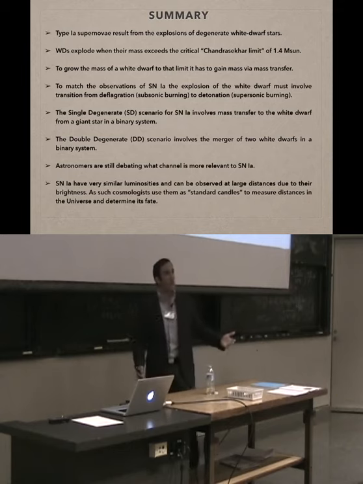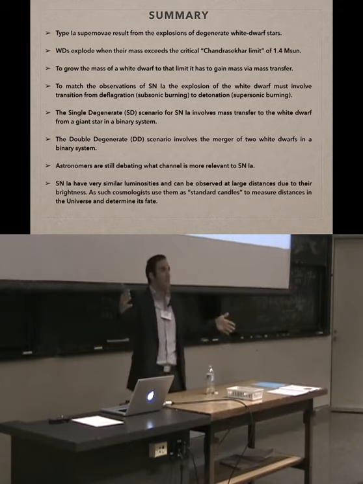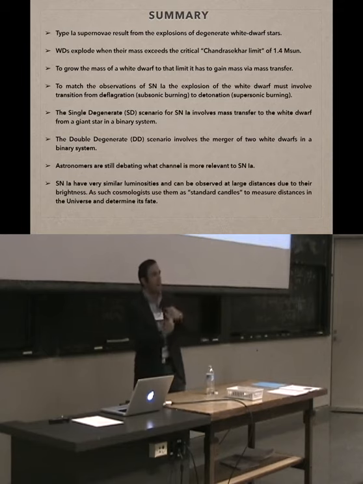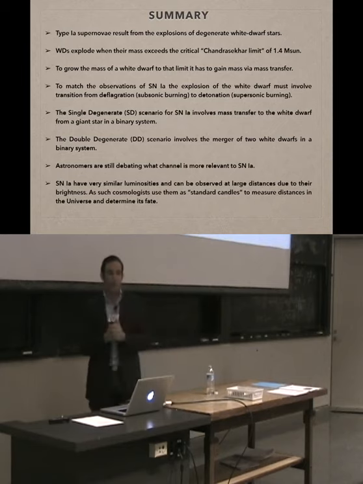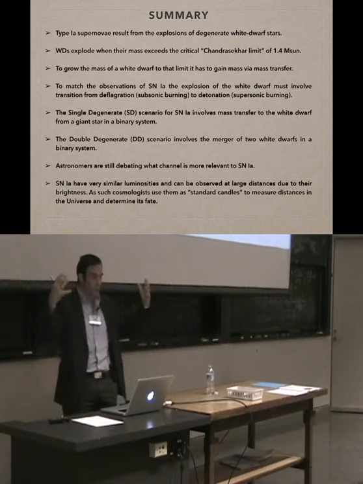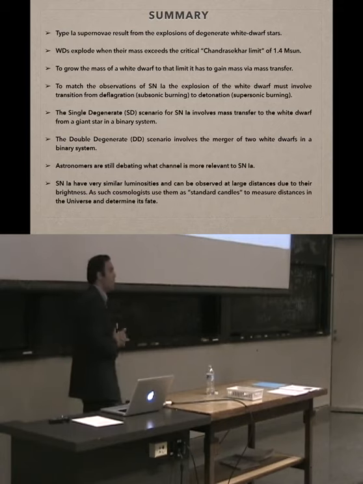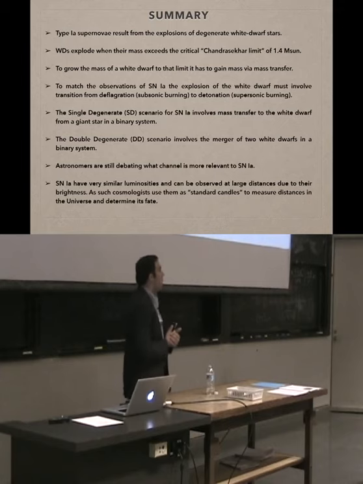In one case you have a more massive, normal star transferring mass onto the surface of the white dwarf, thereby growing its mass. In the other case, you have two white dwarfs spiraling down to each other, eventually reaching the Chandrasekhar mass, merging and exploding as a type 1a supernova. Astronomers are still trying to understand which one, or if both, are relevant to type 1a supernovae.